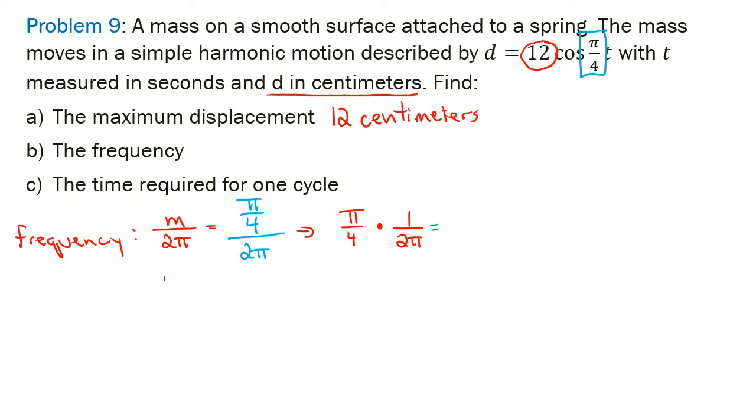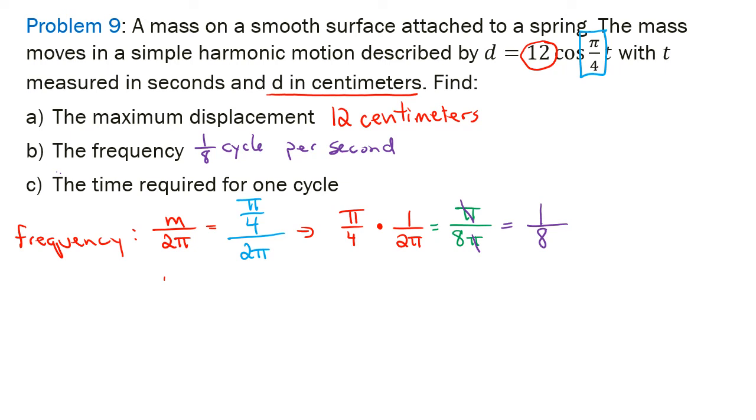So pi times 1 is pi. 4 times 2 pi is 8 pi. Once again, the pi's can cancel each other out, but the 8 is in the denominator, and it stays there, which means there's really a 1 in the numerator. So you have 1/8 of the cycles completed per second.